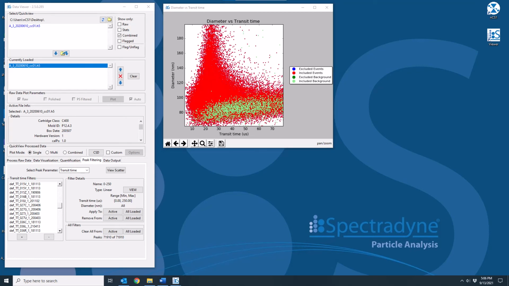Because it's a C400 cartridge, we expect the noise to be about 65 nanometers, but it's clearly not the case here. The noise has increased to upward of 100 nanometers. Notice a considerable amount of real particle events near the noise population. A substantial number of small particles near the size limit for the cartridge can cause the overall increase in the background noise.